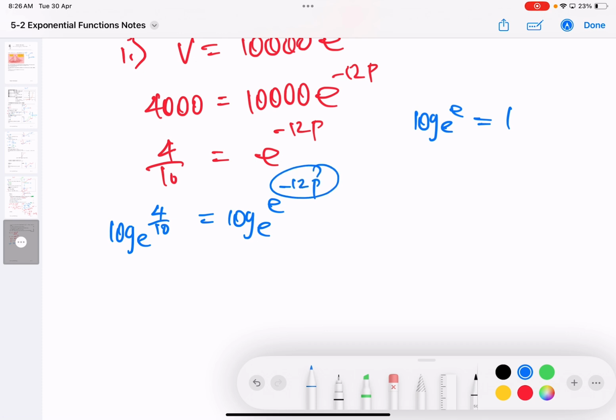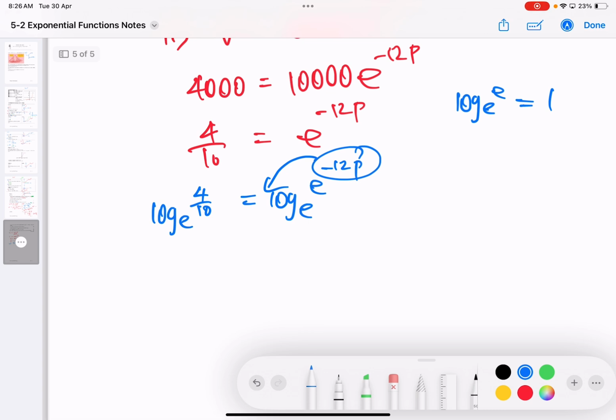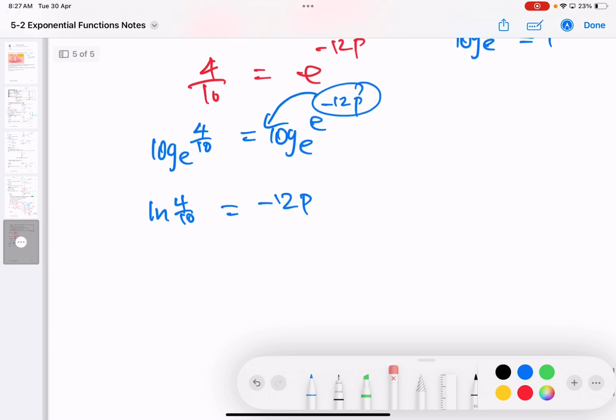So what's going to happen to this negative 12? It's going to go down, right? Log E gives ln 4 over 10 is equal to negative 12p ln E. Ln E is just basically 1. So you know that P, in this case, is going to be ln 4 over 10 divided by 12.